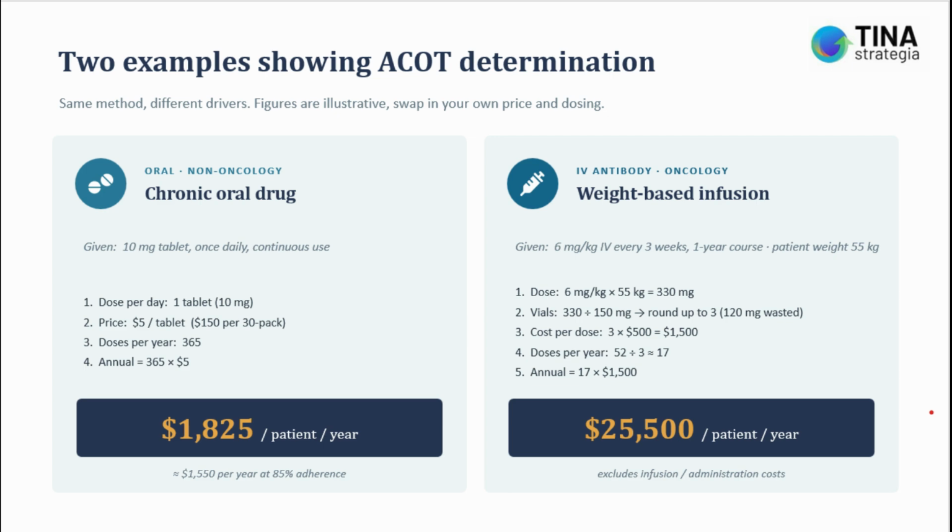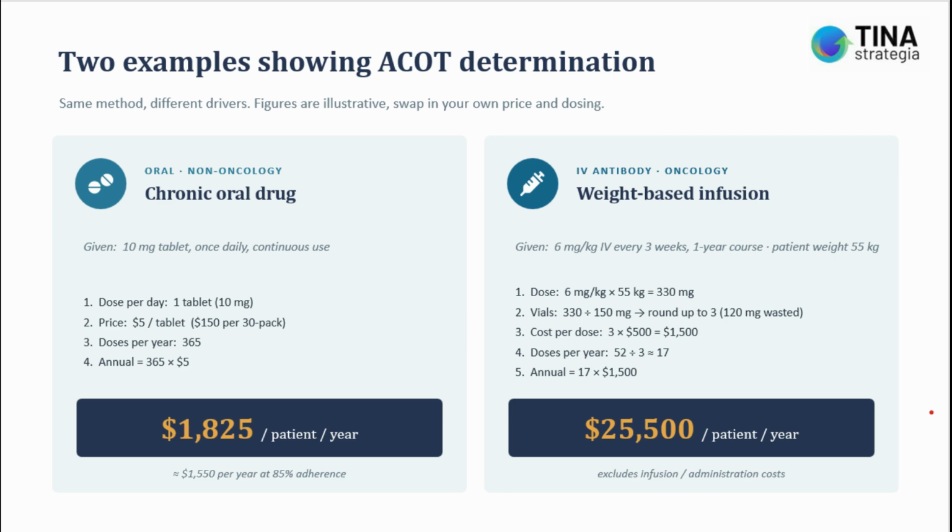Example on the right, the oncology infusion, dosed by weight. This one shows every wrinkle we just discussed. It's an intravenous antibody given at 6 milligrams per kilogram every 3 weeks, for a 1-year course, and let's take a patient weighing 55 kilograms. Step 1, the dose. 6 milligrams times 55 kilograms is 330 milligrams. See how the patient's weight drives the dose directly.